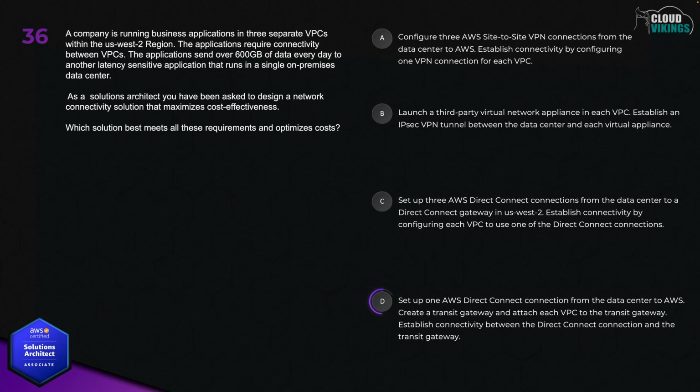The correct answer here would be D. Set up one AWS Direct Connect connection from the data center to AWS. Create a transit gateway and attach each VPC to the transit gateway. Establish connectivity between the Direct Connect connection and the transit gateway.